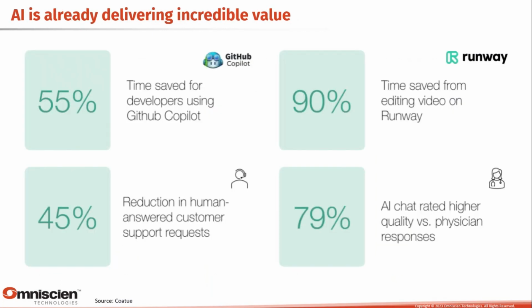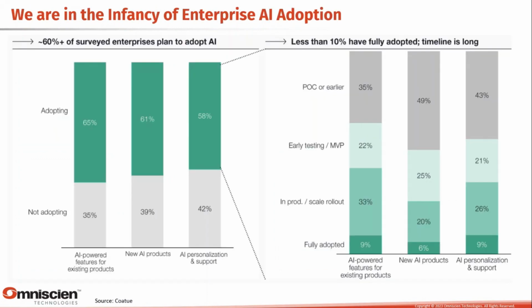AI is delivering incredible value. So, 55% time saved for developers using GitHub Copilot. That's huge. And the developers here at Omniscient are using these kinds of tools to help them with code every day. And it really does work. 45% reduction in human answered customer support requests. Time saved from editing video on Runway. AI chat rated higher quality versus physicians' responses in some areas. All of these things are incredibly compelling.